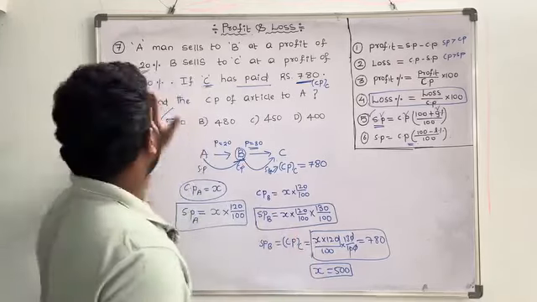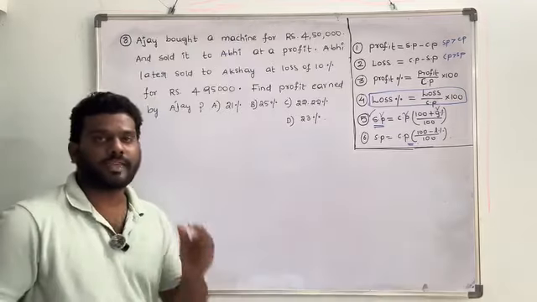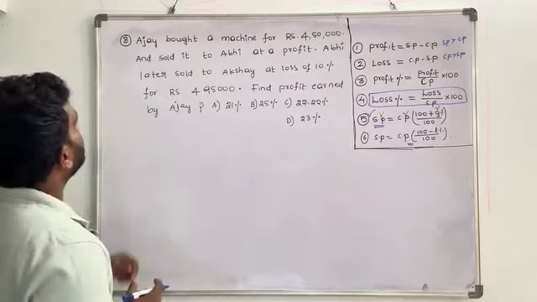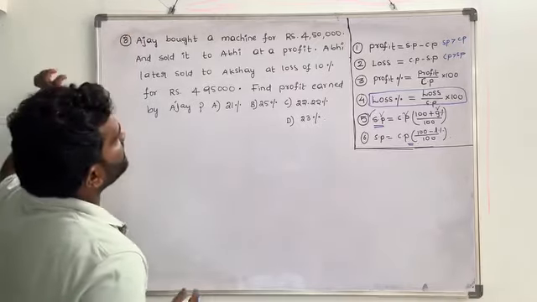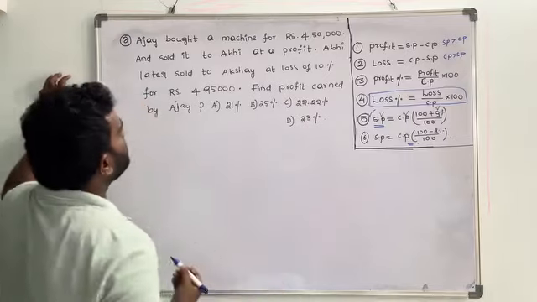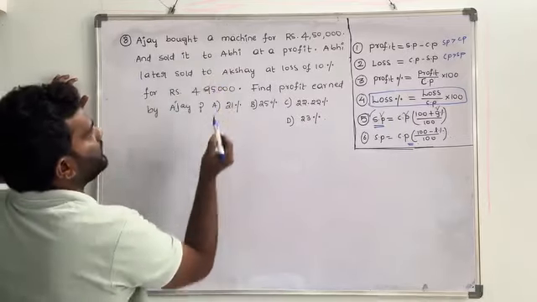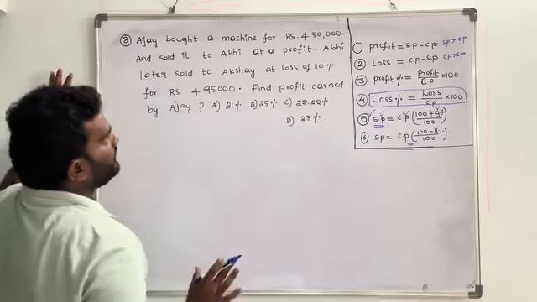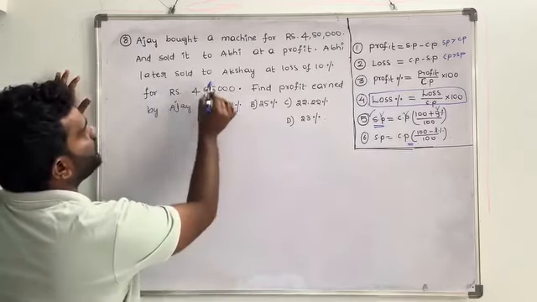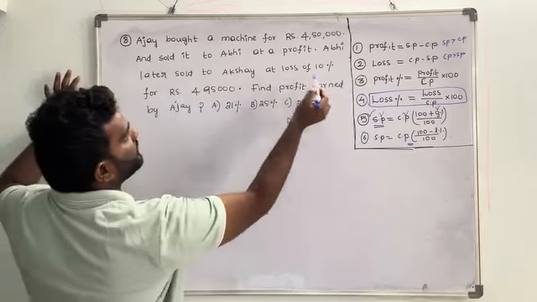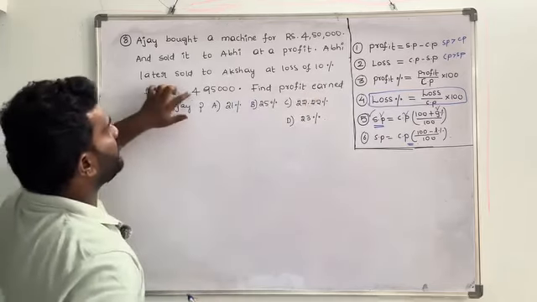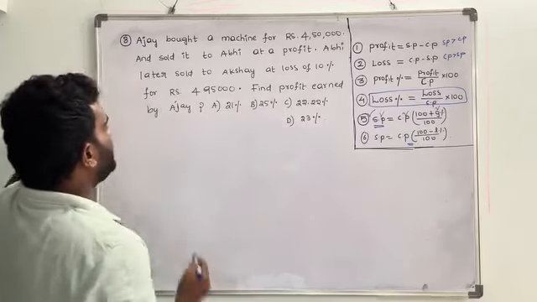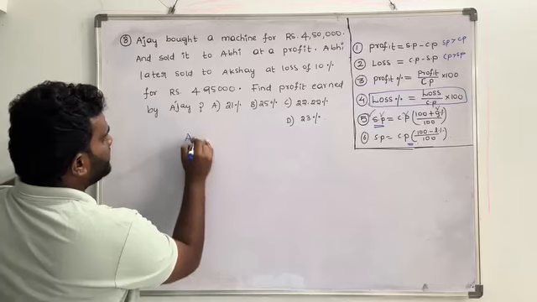Okay, I will discuss the 8th sum. This 8th question is similar to the 7th question, so observe once again. Ajay bought a machine for rupees 4,50,000 and sold it to Abhi at a profit. So what is the profit? We don't know, just at a profit is given. Abhi later sold it to Akshay at a loss of 10% for rupees 4,95,000. Find the profit percent. See, if you observe the sequence here, what did Ajay do?